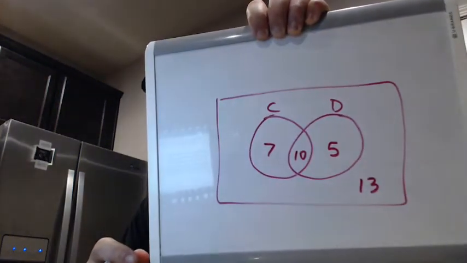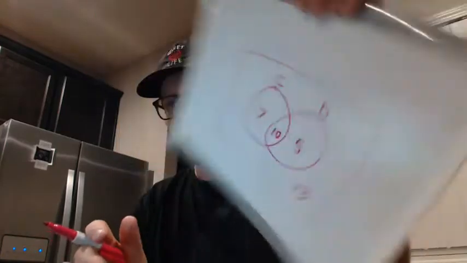A couple questions about this: how many people owned only cats? Well, if you look at this, 7 people owned only cats. How many people own only dogs? That's 5. And how many people own neither cats or dogs? Well, that would be that 13 down there.